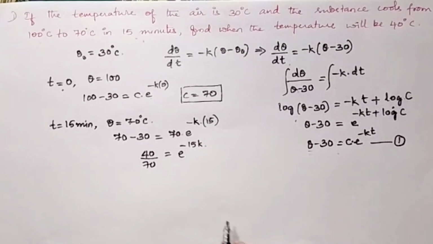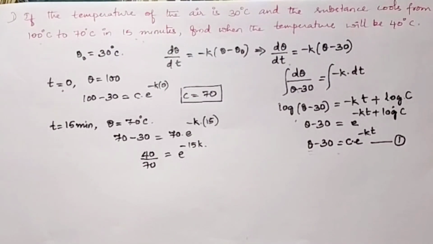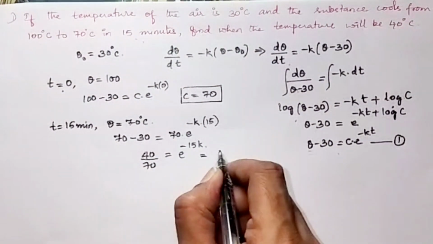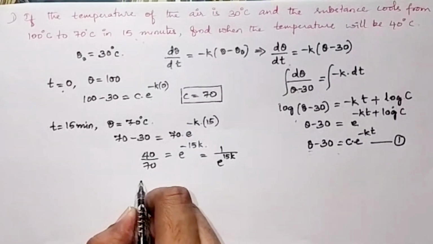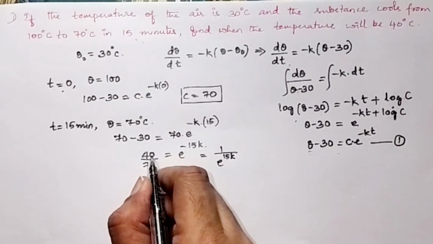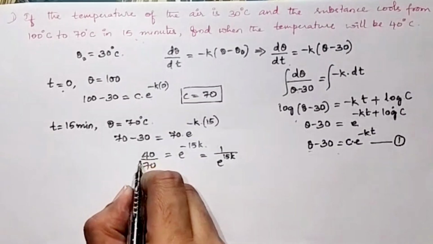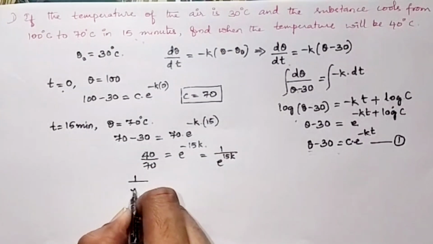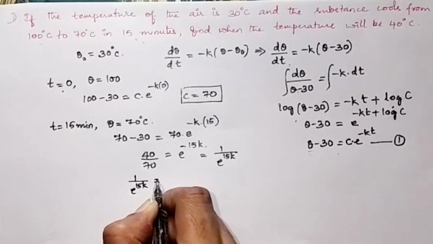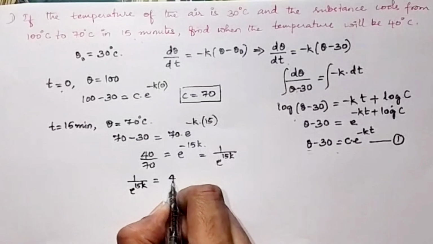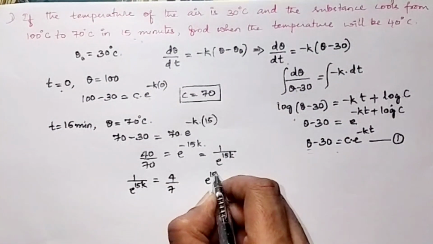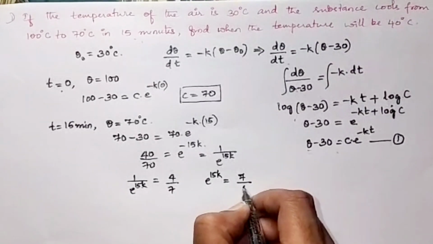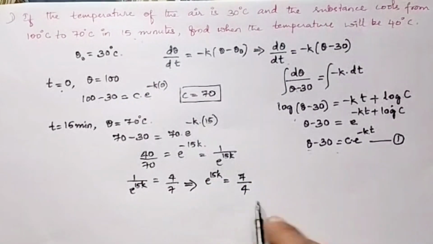You can simplify this further: e to the power minus 15k I will write as 1 by e to the power 15k. The 0 cancels, and you will get 4 by 7 here. So 1 by e to the power 15k equal to 4 by 7. Cross multiply now. So e to the power 15k is equal to 7 by 4.